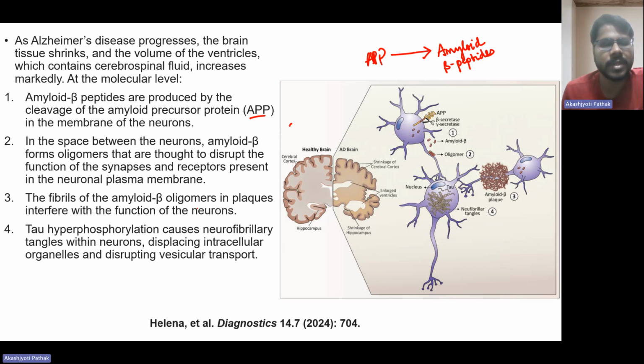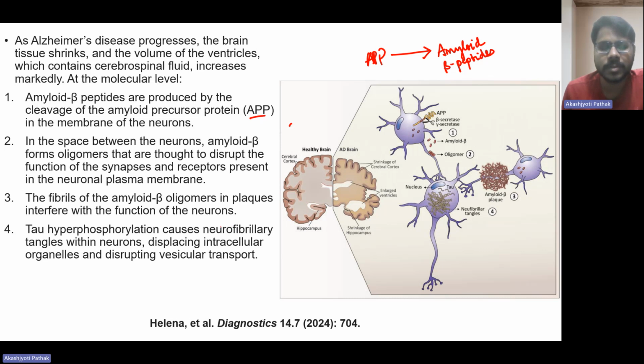So the fibrils of the amyloid beta oligomers in plaques interfere with the function of neurons. What is the function of neurons? They are involved in the transmission of information or nerve impulses from one part of the brain to the other. So when these plaques are formed, this function gets impaired. And also, finally, what happens?